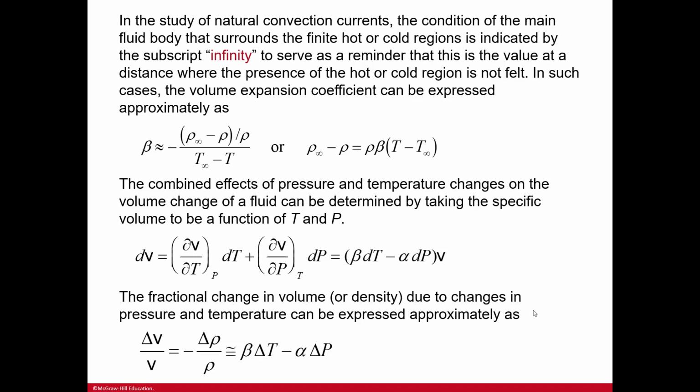And the fractional change in volume or density due to changes in pressure and temperature can be expressed as below, right? The change in volume over volume equals a negative change in rho over rho. And that's approximately beta times the change in temperature less alpha times the change in pressure.